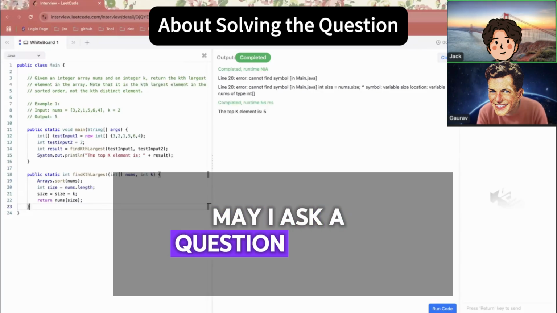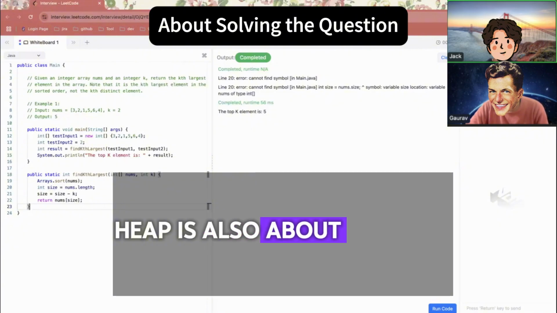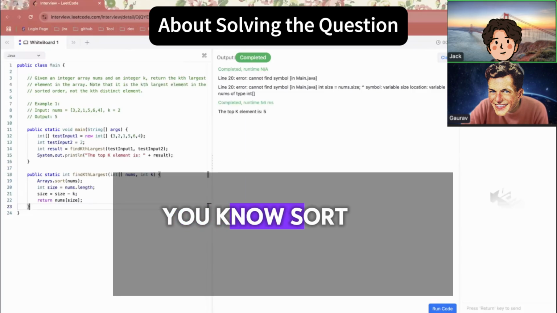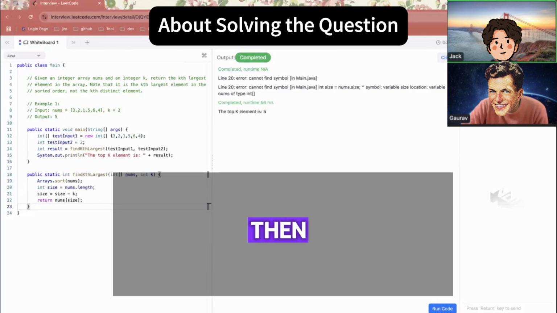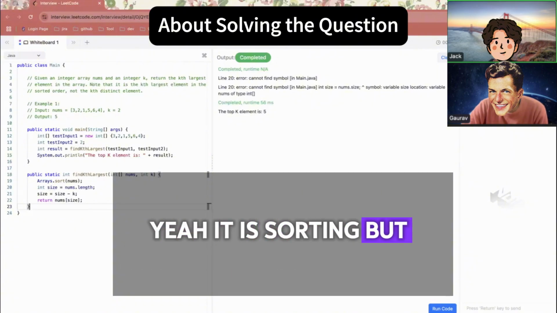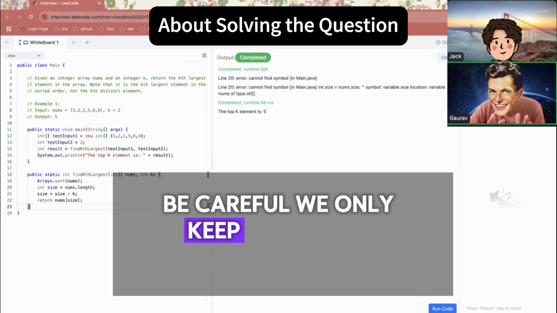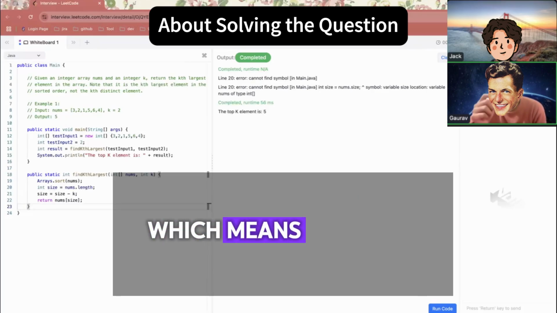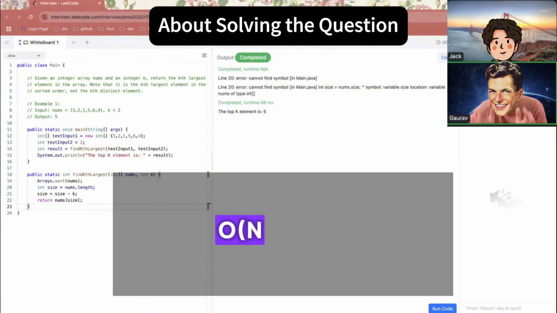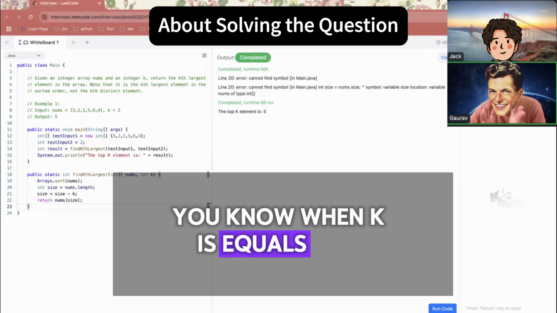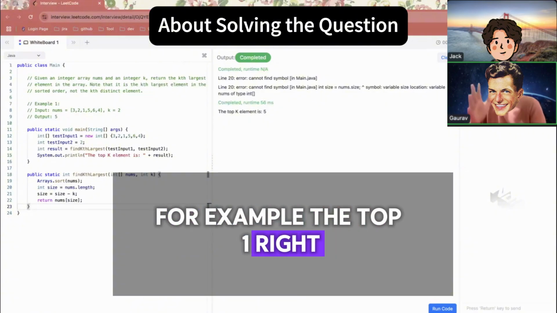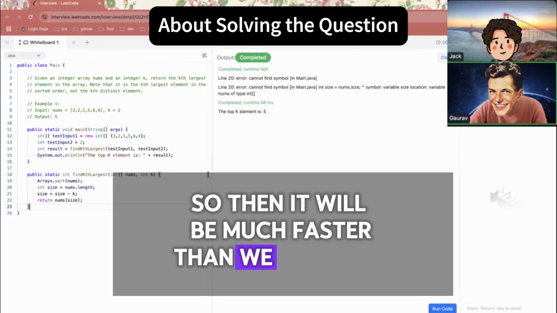May I ask a question? Because heap is also about sorting, we are also just going to sort the entire array, right? Then that would be the same as sorting everything. Yeah, it is sorting, but be careful. We only keep k elements in the heap, which means when we do the algorithm, the complexity will be big O of n log k. When k is equal to n, the complexity will be the same. But when k is small, for example, the top one, then it will be much faster than we expected.